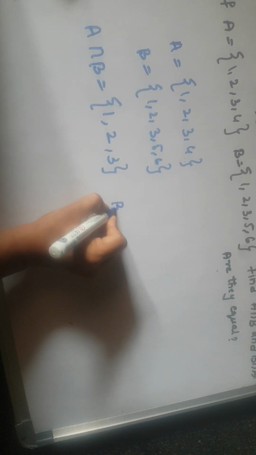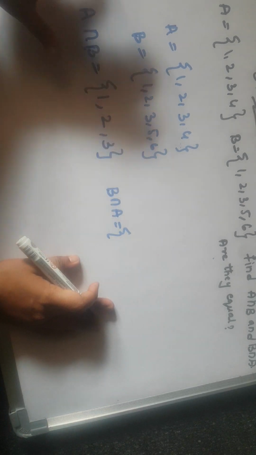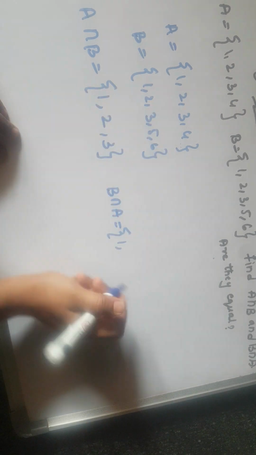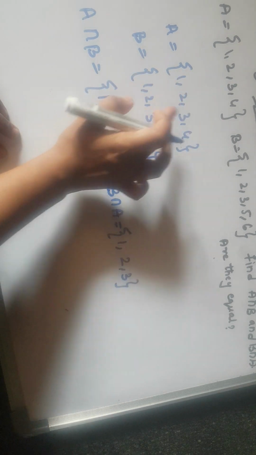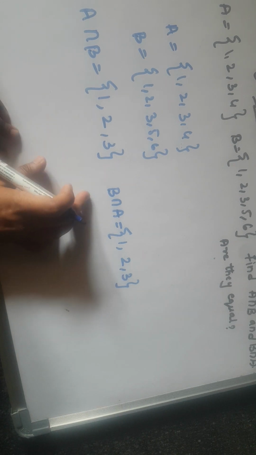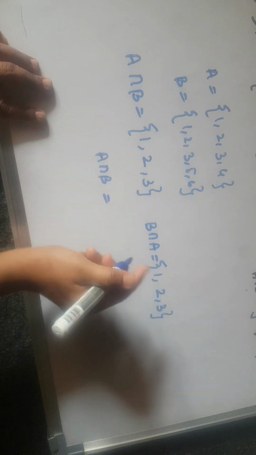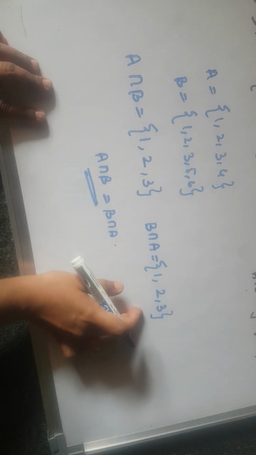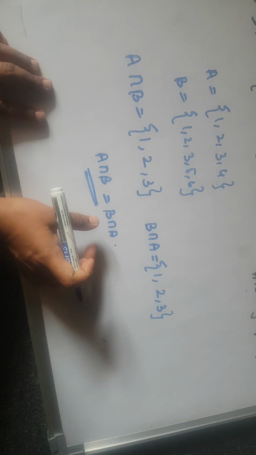Now find B intersection A. What is the value of B intersection A? See the common elements. 1 is present in B and A also, 2 is present, 3 is present. 5 and 6 are not present in set A. So 1, 2, 3. So here we can prove that the value of A intersection B is equal to B intersection A. Values are the same, 1, 2, 3. So we have proved A intersection B is equal to B intersection A.